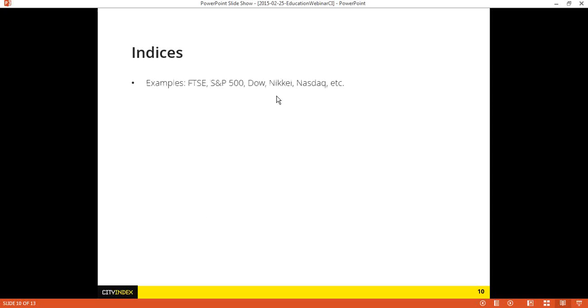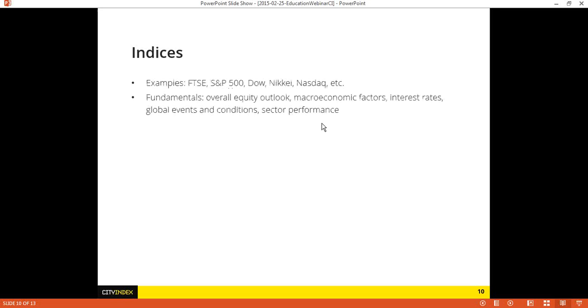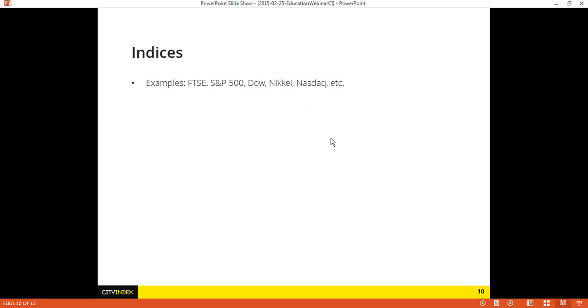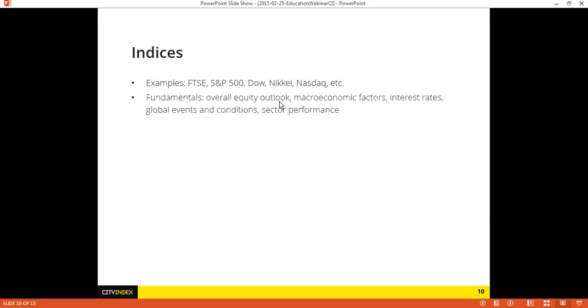Increased volatility due to sensitivity to global events and central bank stances. Okay, so that's currencies. Let's talk about indices. Examples include the FTSE, S&P 500, the Dow, Nikkei, NASDAQ, and many more, and also the German DAX, which as of late has been very, very bullish. The fundamentals we look at are overall equity outlook, macro factors, interest rates, global events and conditions, and sector performance. The technicals are the same: trend, support and resistance, moving averages.